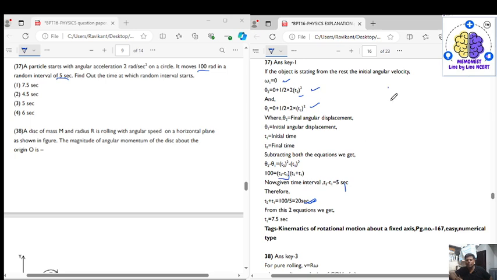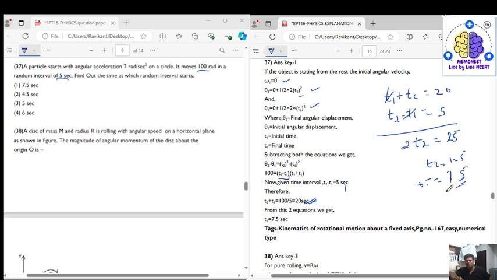So what we have is T1 plus T2 is equal to 20, and T2 minus T1 is equal to 5, right? Solving this, we will get 2 times T2 is equal to 25, right? So T2 is equal to 12.5 seconds. So your T1 will be equal to 7.5 seconds, right? So this is the starting time. We are asked for the time at which the interval starts. So the interval starts at 7.5 seconds. So the correct answer is option 1, right?